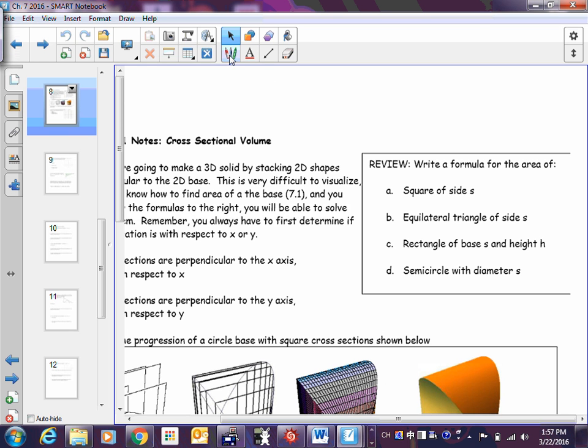All right, so the first thing is, how could we write a formula for the area of a square with side s? This is an easy one. S squared.